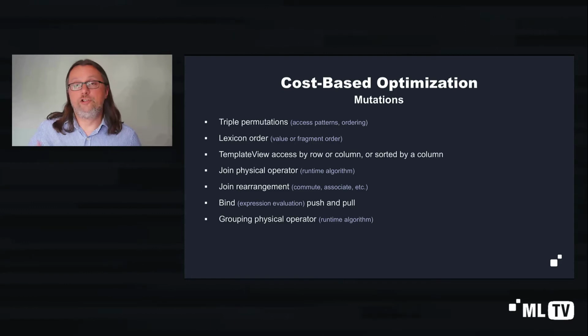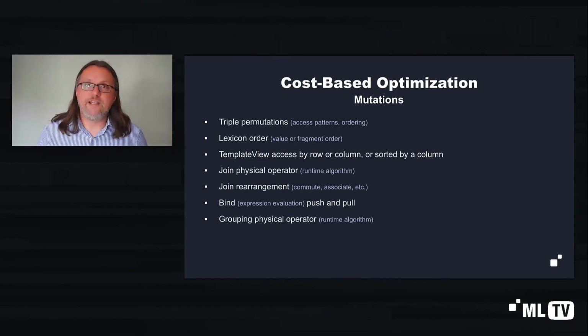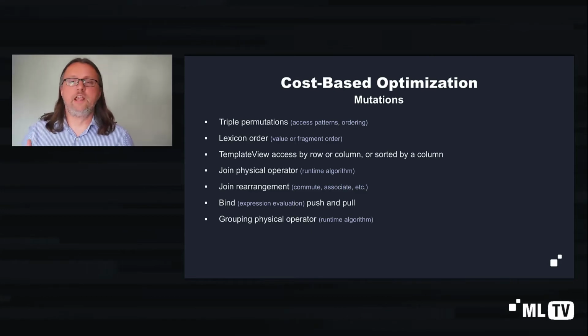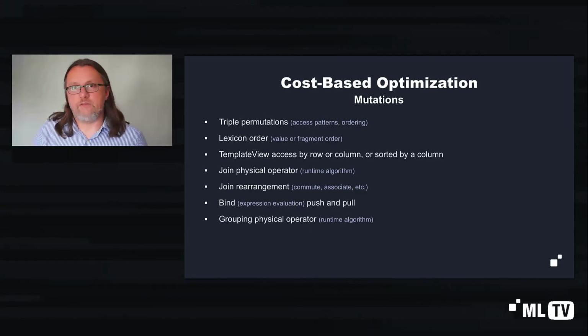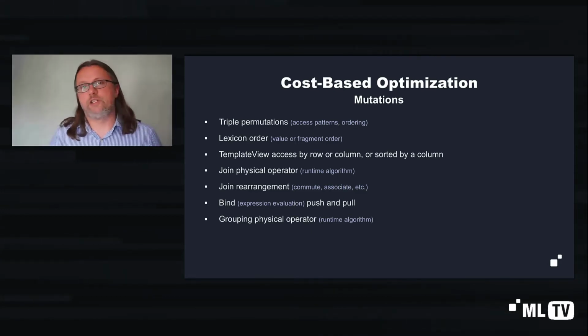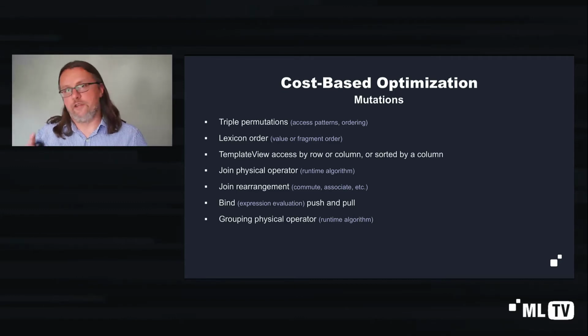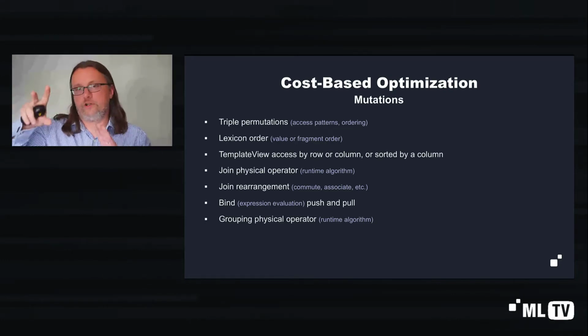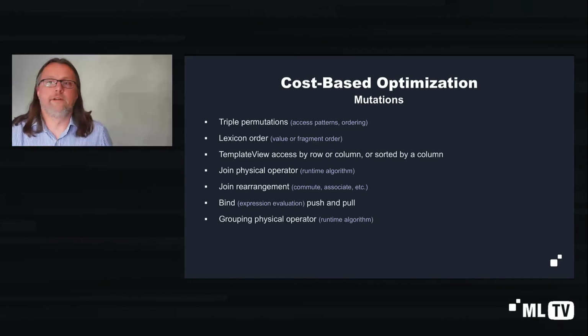We've also got join rearrangement mutations. Those are things that take advantage of the commutativity of joins or the associativity of joins, so they can swap the order of the arguments, or they can rearrange the arguments in two joins, one of which is the child of the other.